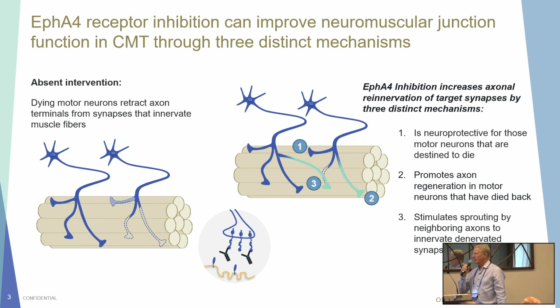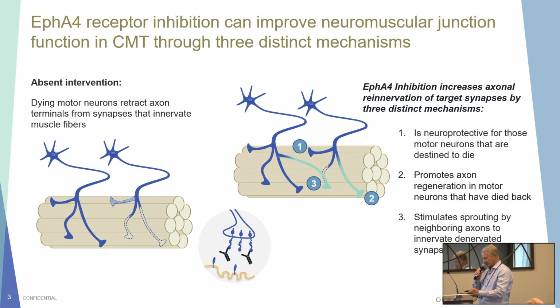So here's a little bit more about the mechanism of action. According to the dying back hypothesis, absent intervention, dying motor neurons retract from axon terminals at neuromuscular junctions that innervate muscle fibers. And we think 247 can be active in 3 ways. As I said, neuroprotective for those motor neurons that are destined to die. That's number 1 here. It can help promote axon regeneration for neurons that have already died back. Number 2, and stimulate sprouting from healthy neighbors to recover synapses that have been lost.